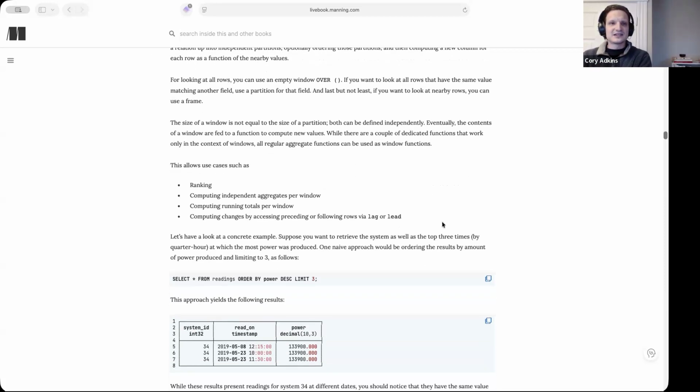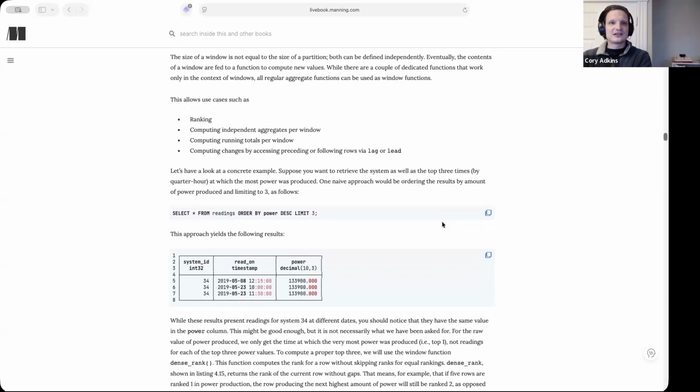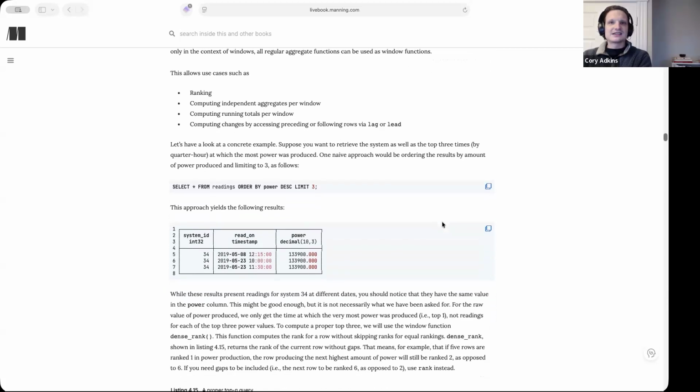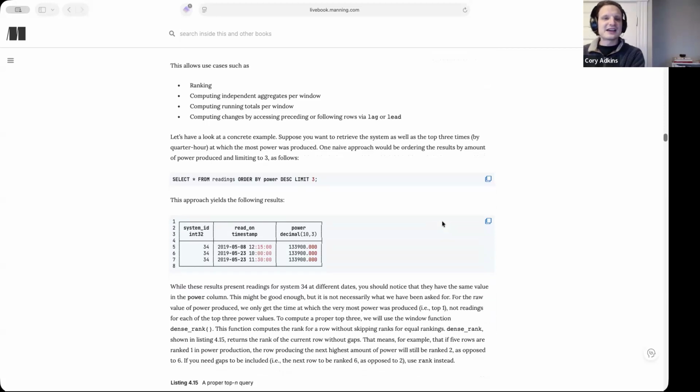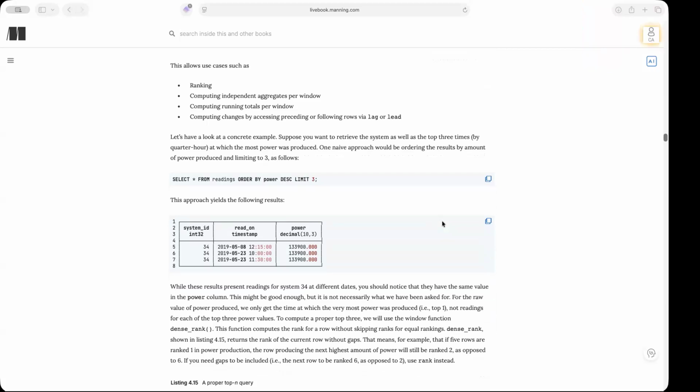So let's look at the examples. I would say of this chapter, the window functions were the things that got me the most excited. I don't know if anyone else feels the same way, but I'm not so familiar with having to do lots of these. I just haven't had to do them.